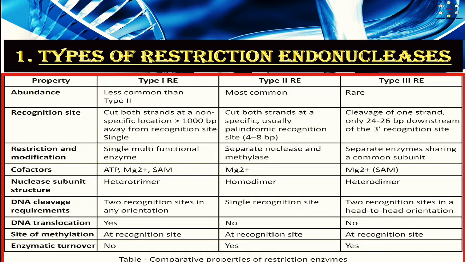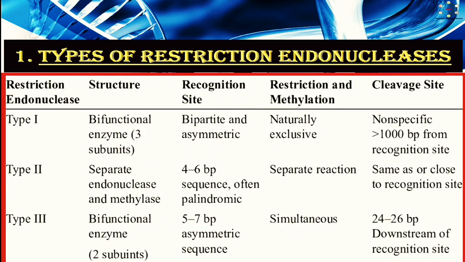Now, DNA translocation: in type 1, yes; in type 2, no; and in type 3, no. According to site of methylation, type 1 is at any recognition site, type 2 is at the recognition site, and type 3 is at the recognition site. According to enzymatic turnover, type 1 has no turnover, type 2 has turnover, and type 3 has enzymatic turnover. So, these are the comparative properties of the restriction enzymes.